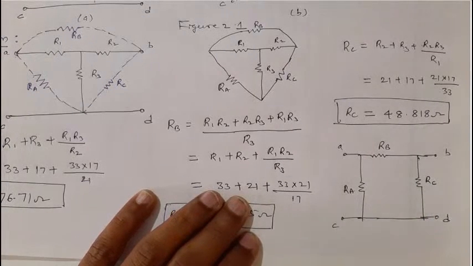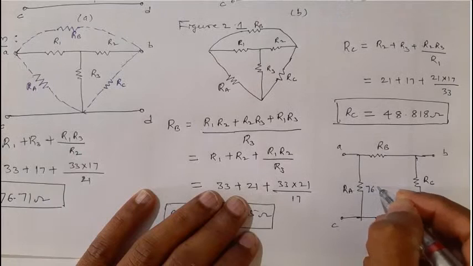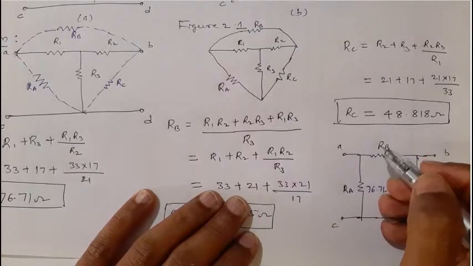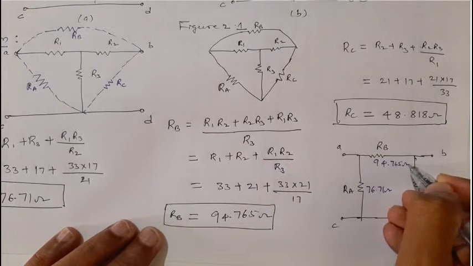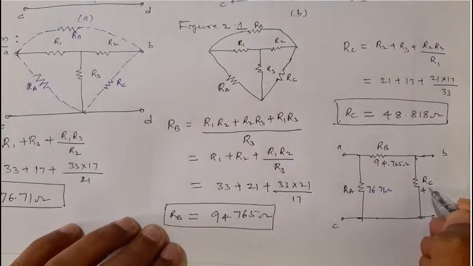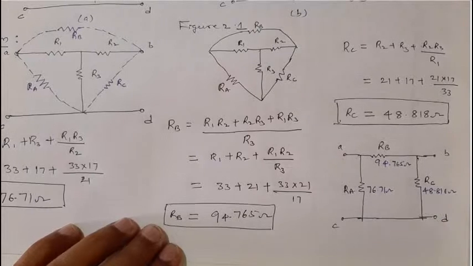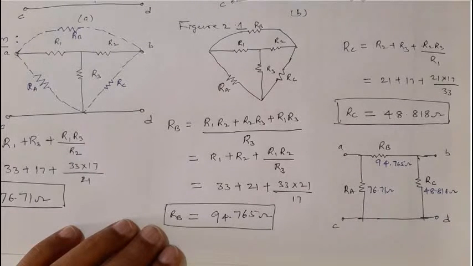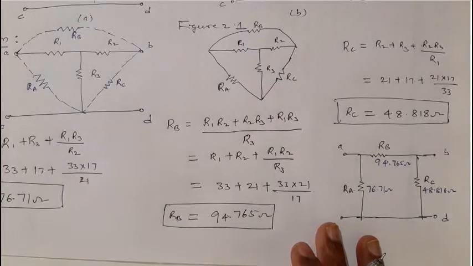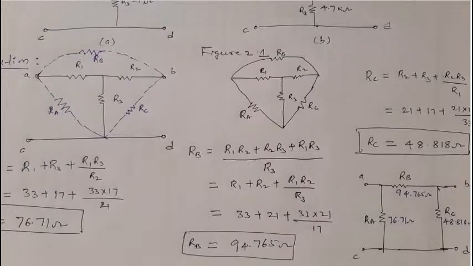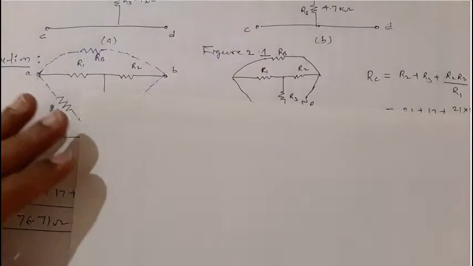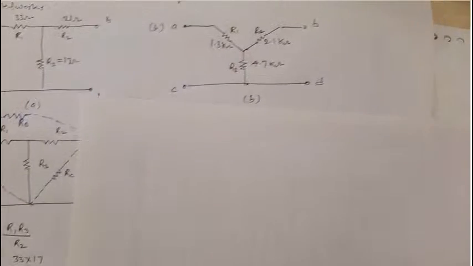And the value of the resistors: RA is 76.71 ohm, RB is 94.765 ohm, and RC is 48.818 ohm, right? So this is how you can convert a given T or Y network to an equivalent delta network. One more is there. After converting that, we can take up some other numericals. This is very simple.